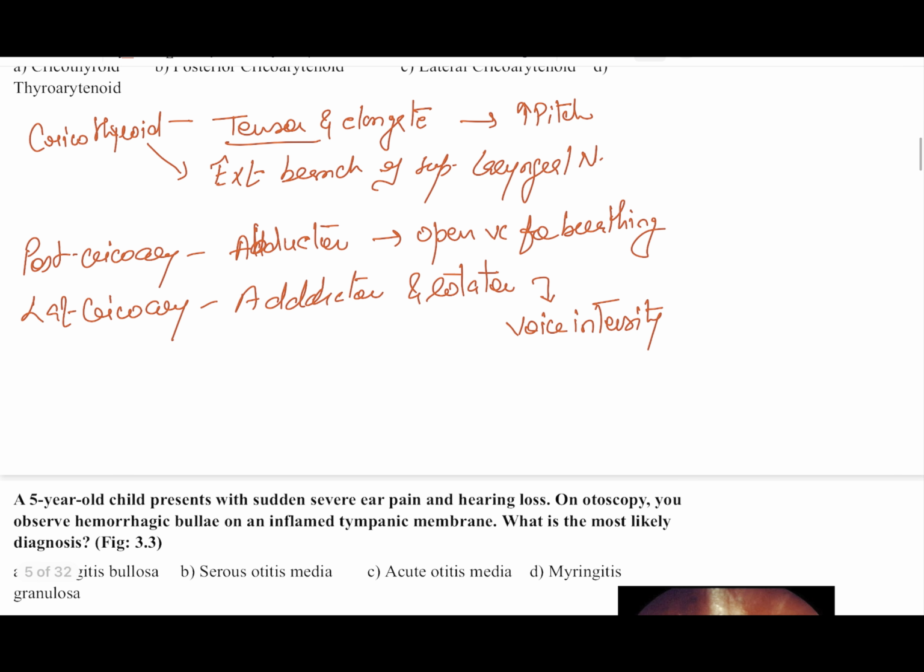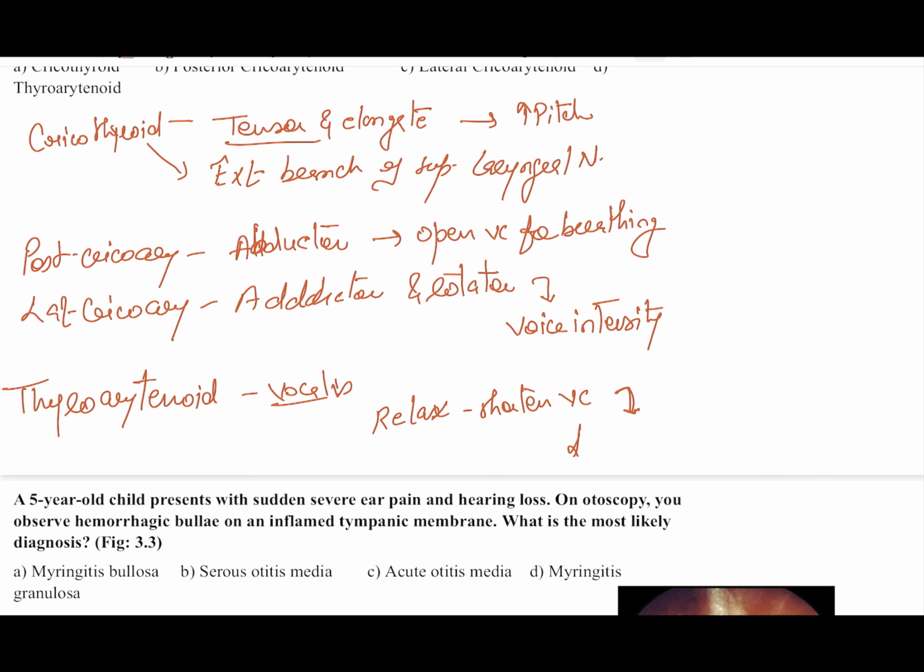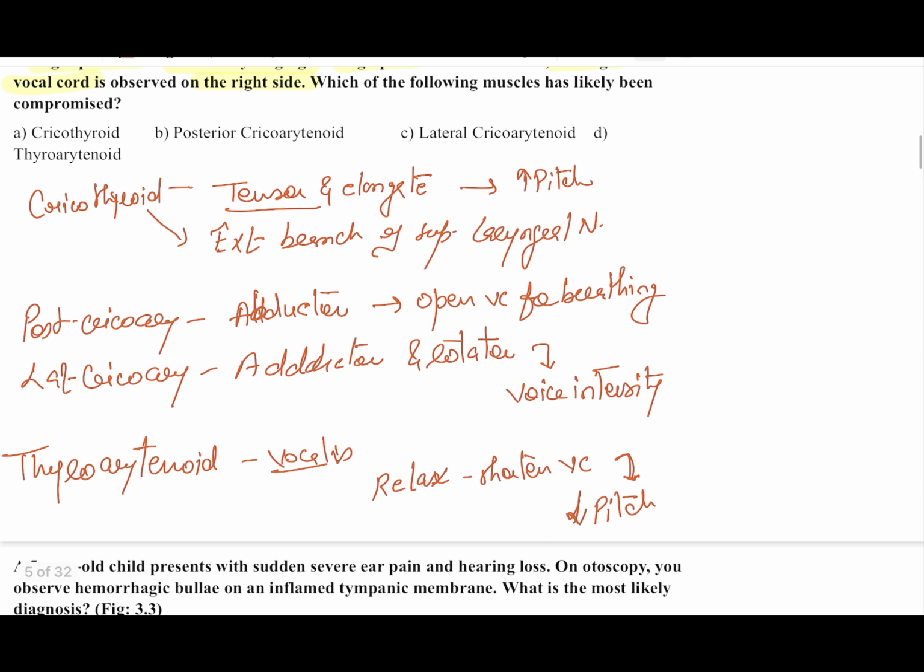Next is thyroarytenoid. Thyroarytenoid will include vocalis also. It will help me relax and shorten the vocal cords. Whenever we are doing this, we are lowering or decreasing the pitch of voice. So these are the functions of the muscles, and lastly, these three muscles are supplied by the recurrent laryngeal nerve.